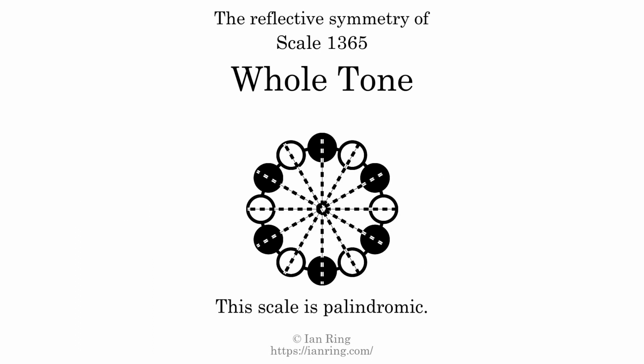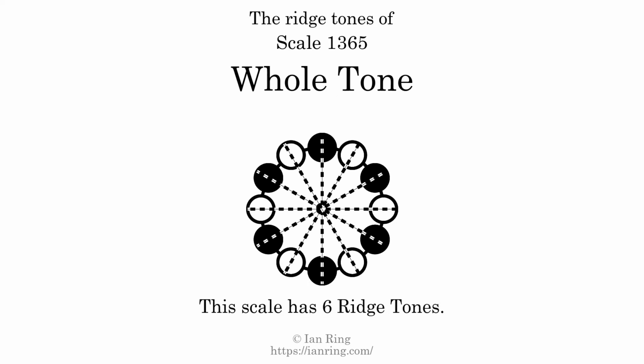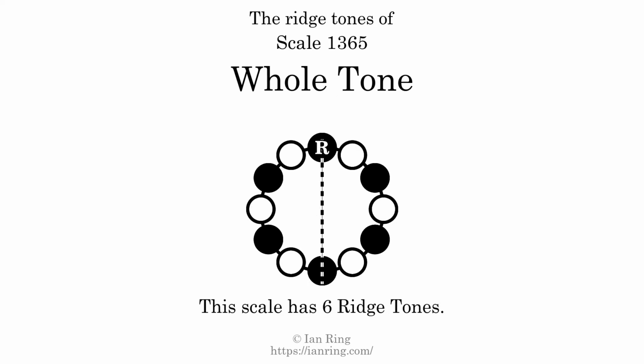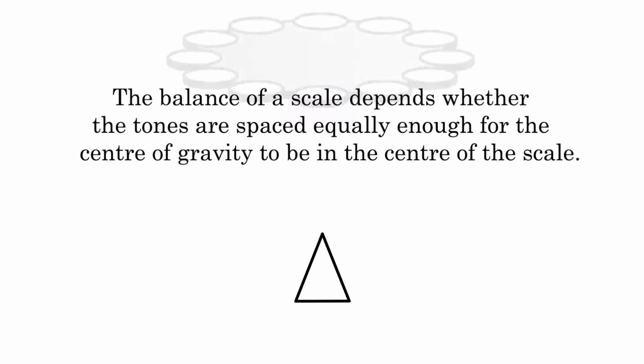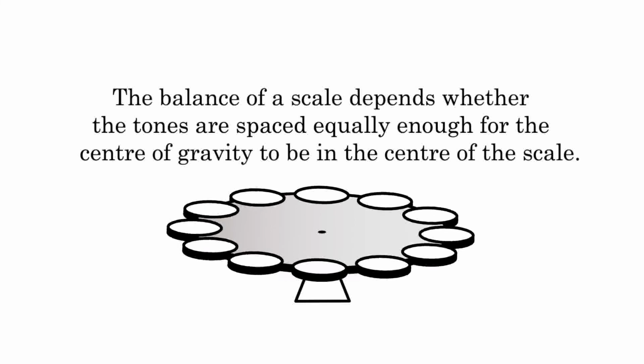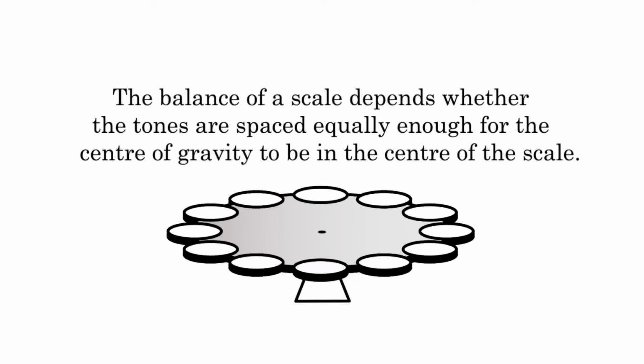This scale has reflective symmetry across 6 axes. This scale has the same pattern of intervals both ascending and descending, so we call it palindromic. This scale has 6 ridge tones. They are at positions here, here, here, here, here, and here. The balance of a scale depends whether the tones are spaced equally enough for the center of gravity to be in the center of the scale.